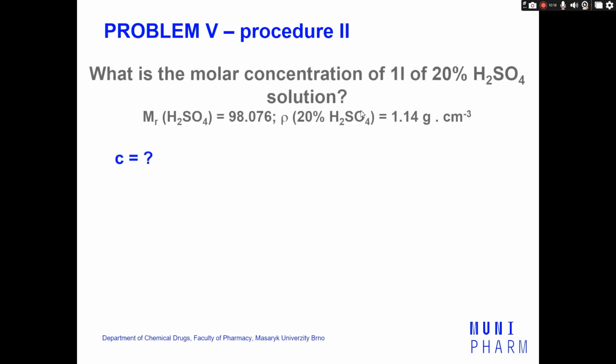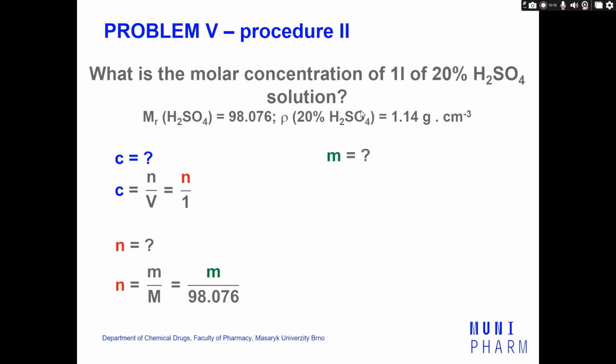Another way to proceed is simply to calculate step by step. It means that the molar concentration is calculated with the help of the amount of substance and the volume. The amount of substance is unknown for me. I can calculate it with the help of the mass and the molar mass. I know the molar mass from the task, but the mass is unknown for me.